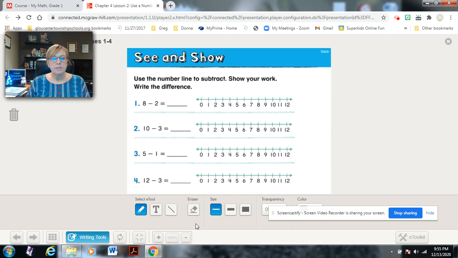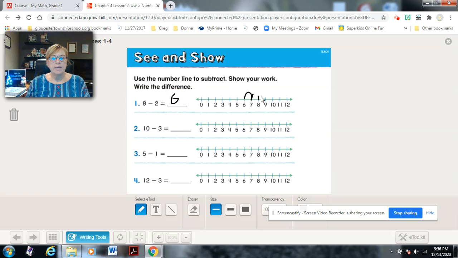So 8 minus 2. I do know some of you might know this answer, and some of you are good at counting back, but I really would like you to try doing this on the number line, all right? So where did we start? On the 8. How many do we count back? 2. Nope, don't count yet. Ready? Now we count. 1, 2. And what's your answer? 6.